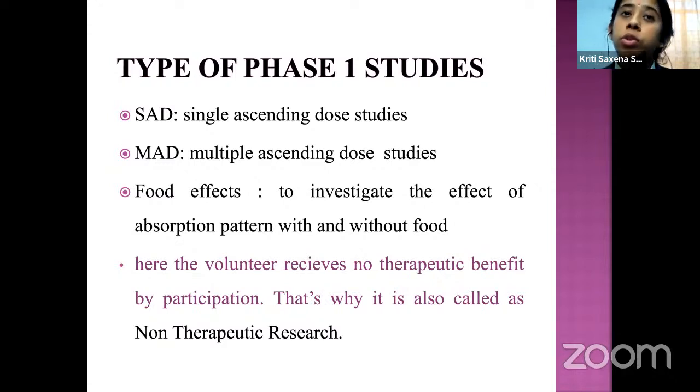We even have to study food and drug interactions, because you might have heard that tetracyclines are advised not to be taken with milk. The reason is that milk contains calcium ions, which cause chelation, and tetracycline gets chelated, so the effect of that antibiotic in your body gets nullified. In phase 1 trials, the volunteer receives no therapeutic benefit because they are healthy volunteers, not having any disease, and that's why it is called non-therapeutic research. The phase 1 studies only. Next slide.